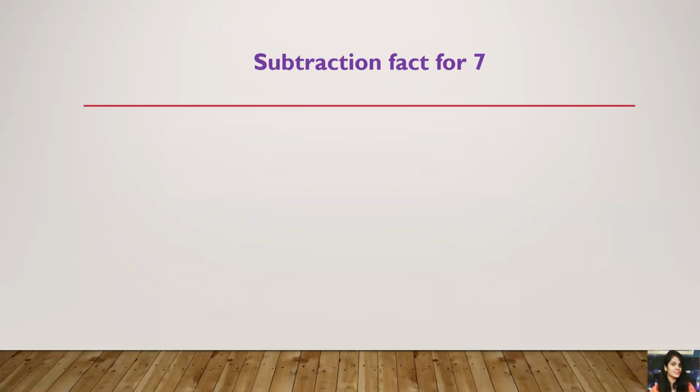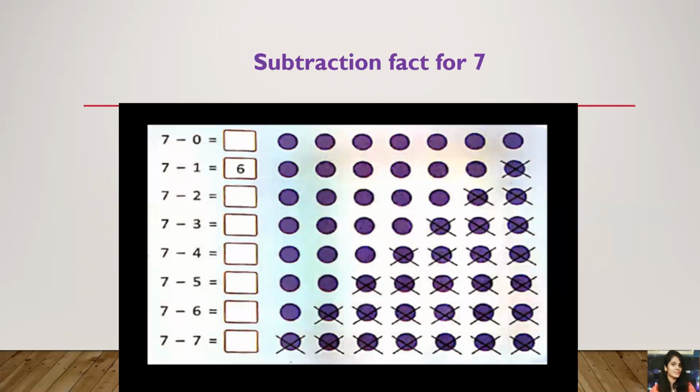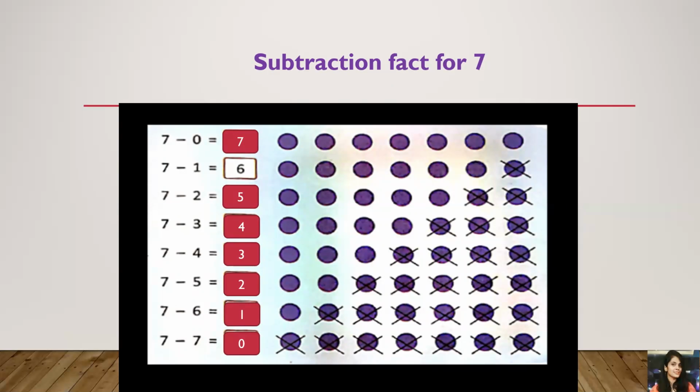Subtraction fact for 7. 7 minus 0 equals 7. 7 minus 1 equals 6. 7 minus 2 equals 5. 7 minus 3 equals 4. 7 minus 4 equals 3. 7 minus 5 equals 2. 7 minus 6 equals 1. 7 minus 7 equals 0.